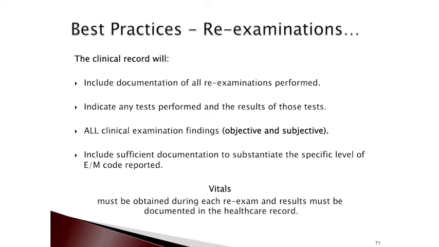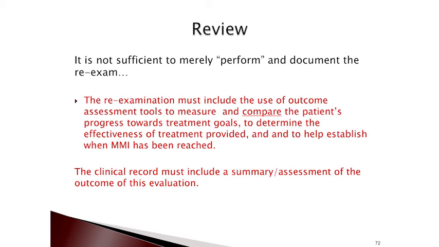So the record will include all the re-examinations performed, all the tests performed, and the results of those tests, all clinical examination findings, objective and subjective, and include sufficient documentation to substantiate the specific level of E&M coding reported. 99211, 212, 213, and then also vitals, okay? Updating those vitals in your practice as well. It's not sufficient to merely perform and document the re-exam. The re-examination must include the use of outcome assessment tools to measure and compare the patient's progress towards treatment goals and to determine the effectiveness of treatment provided and to help establish when MMI has been reached, okay? And the clinical record must include a summary assessment of the outcome of this evaluation. So again, I do a little bit of that in my subjective section and then in my plan section as well. All right? Good.